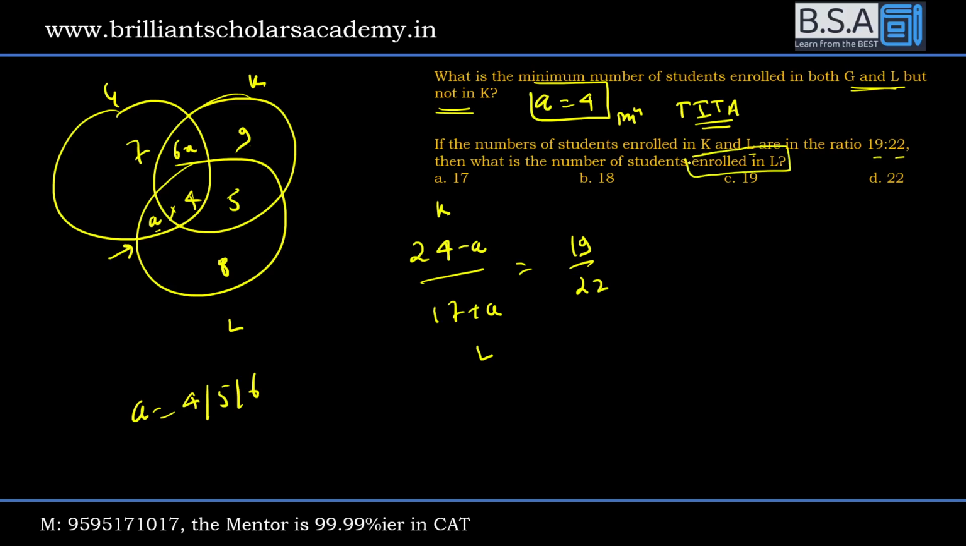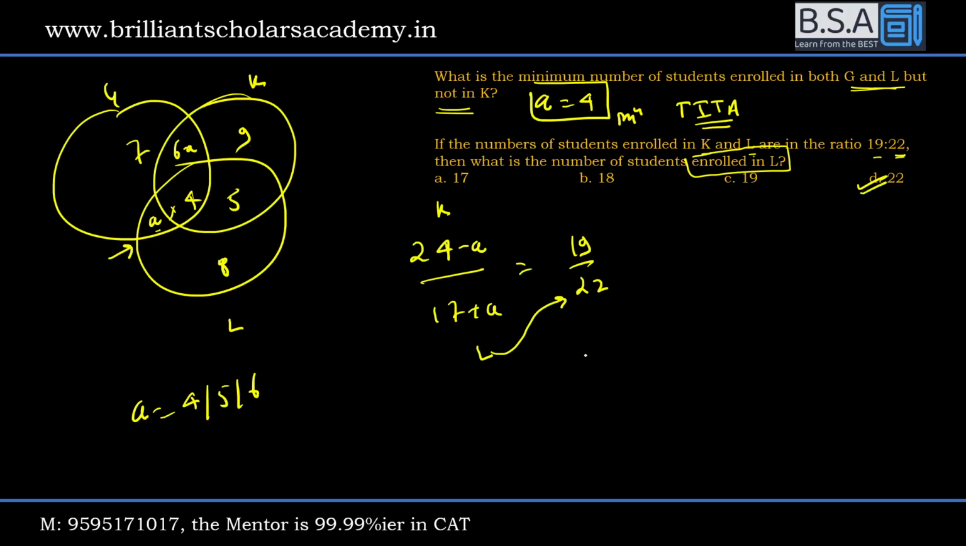Do you actually need to solve this? Because anybody who is enrolled in L will be a multiple of 22. This whole circle in the ratio is 22. So the total value will be a multiple of 22. So that is your answer.